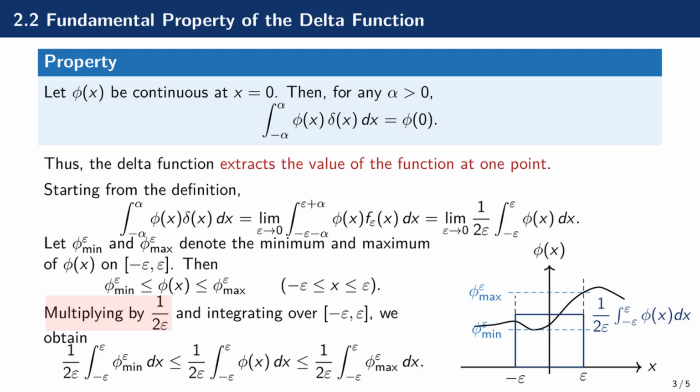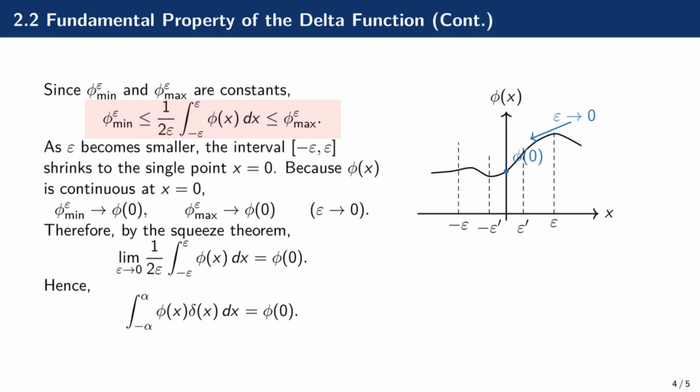Now we multiply this inequality by the constant 1 over 2 epsilon. Then we integrate over the interval from minus epsilon to plus epsilon. This gives us phi_min is less than or equal to 1 over 2 epsilon times the integral of phi(x), and this is less than or equal to phi_max.